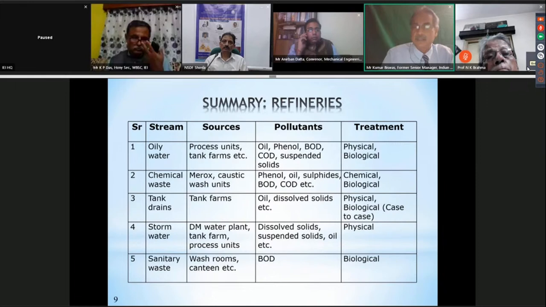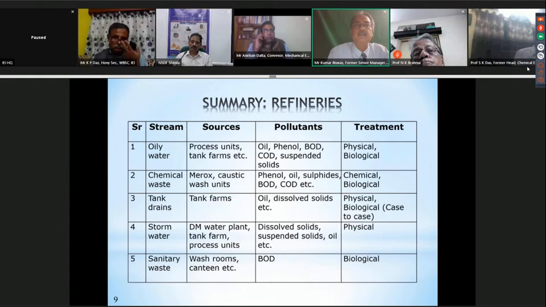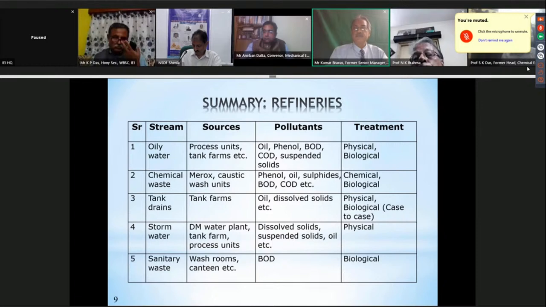In the refinery segment, here we are trying to summarize the activities of wastewater treatment, depending upon the source and the pollutants. Like the water coming from the process units, as we have said in the previous slides, like distillation unit, visbreaker unit, catalytic cracking unit, so and so forth, it has oil in it. And the water contains a lot of oils, phenol, BOD, COD. So we treat them through physical and biological methods.